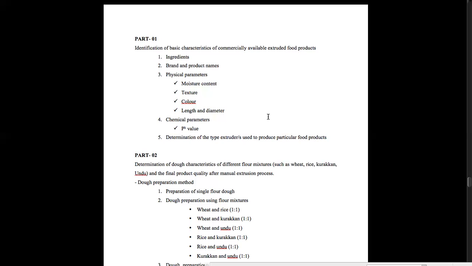Since you have gone through the lecture, you can imagine the extruder which has been used to develop this product, right? When you select a food product available in the market, you should be able to determine the type of extruder, and whether it is a high moisture or low moisture raw material. Likewise, you should have the knowledge to determine such parameters.